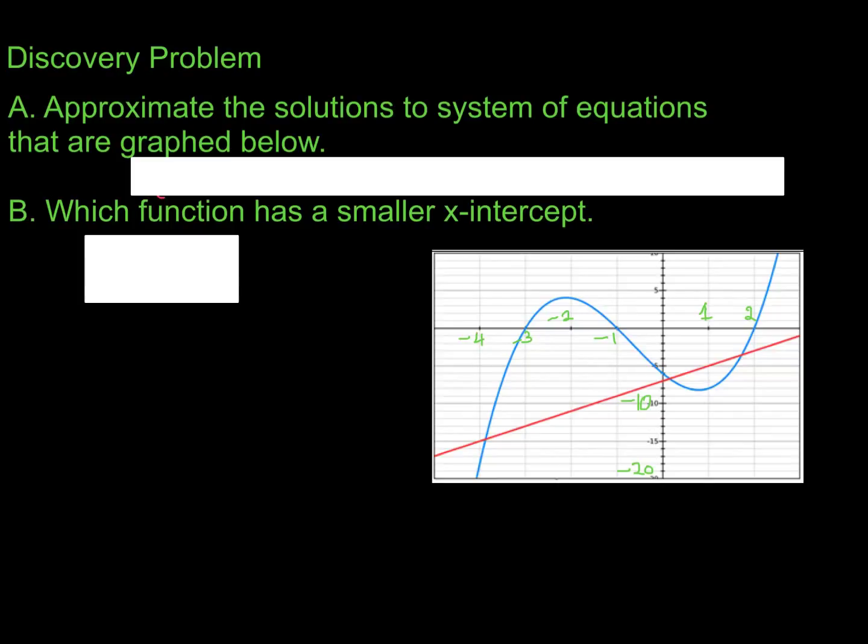Alright, so we want to approximate the solutions to a system of equations that are graphed below. And as you recall, the solutions to a system of two equations are the places where each function has the same input and the same output. In other words, that's where they're going to be at the exact same point, meaning they're going to intersect. So if we're looking for those points, we want to approximate them. We're going to try and get as close to the correct x value for which they are going to intersect. So here we can see it's in between -4 and -3, closer to -4. So I might say -3.9.